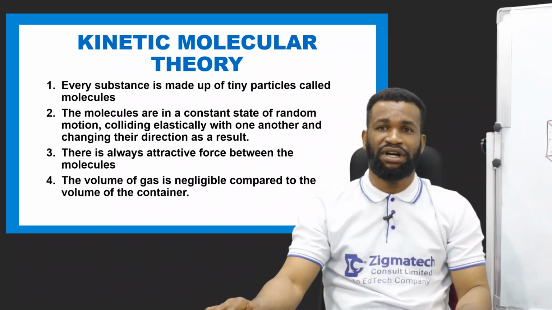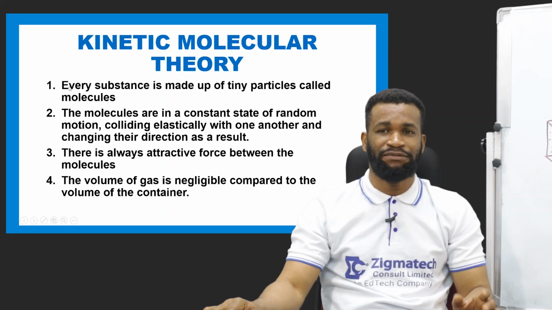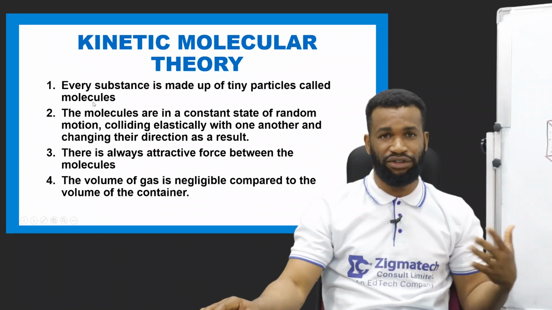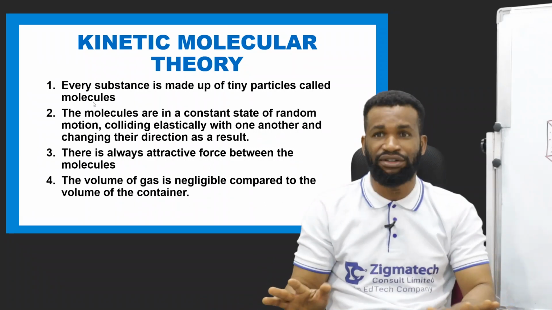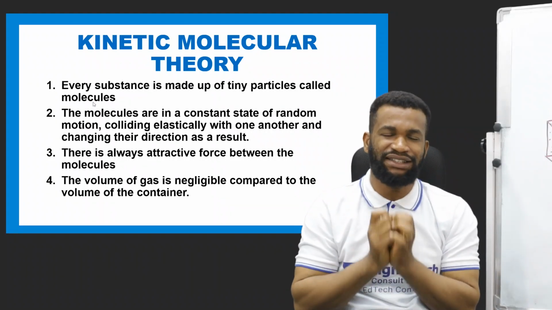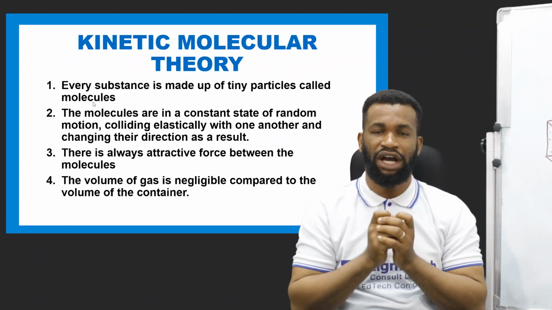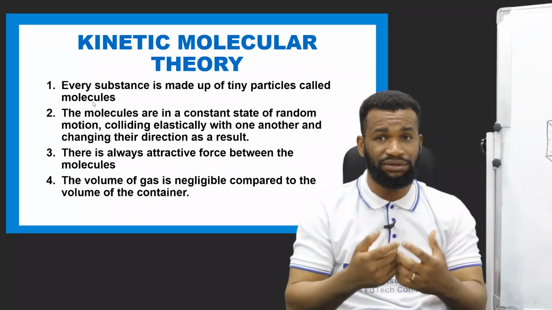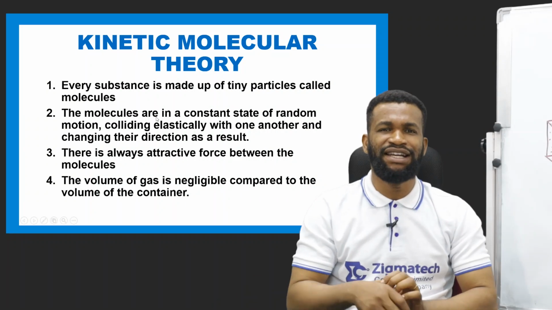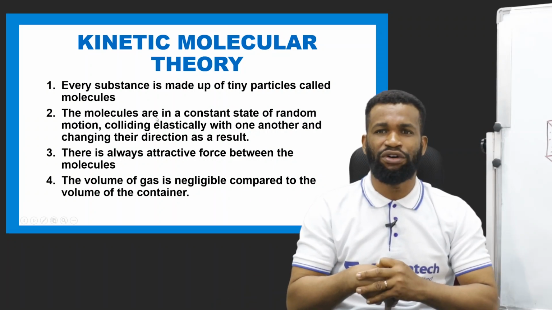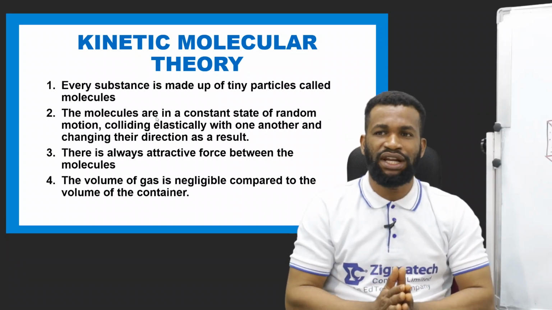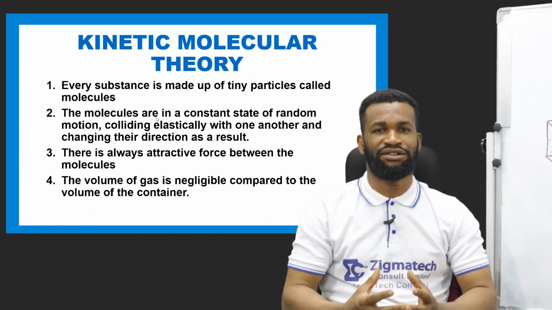Now, the first thing they talked about is that every substance is made up of tiny particles called molecules, which we have just said. So whenever you look at every substance, according to the kinetic theory, every substance has a very tiny substance, and that tiny substance is called a molecule. Now, number two, they said that the molecules are in a constant state of random motion, colliding elastically with one another and changing their direction as a result.